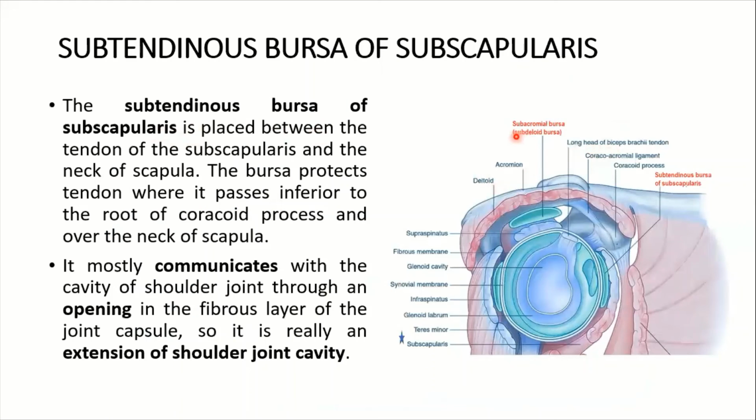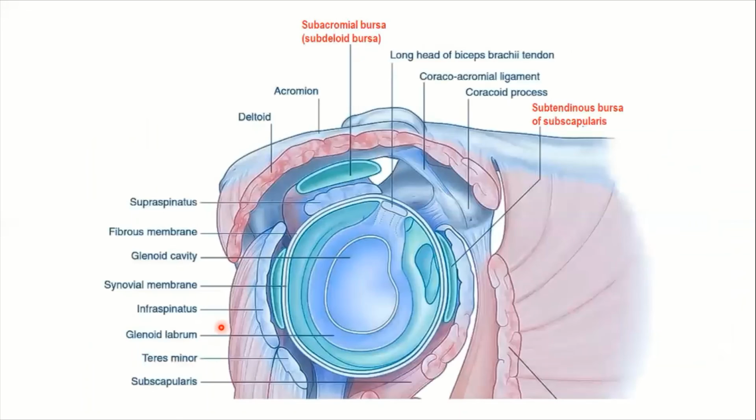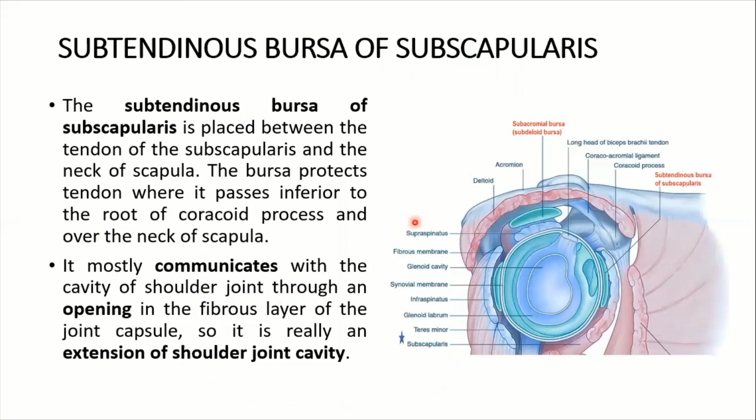And then this subtendinous bursa, a few words more, is placed between the tendon of the subscapularis and the neck of the scapula. The bursa protects the tendon where it passes inferior to the root of the coracoid process and over the neck of the scapula. I told you already, it mostly communicates with the cavity of the shoulder joint through an opening in the fibrous layer of the joint capsule. So it is really an extension of the shoulder joint cavity. You see again, this is the subtendinous bursa of the subscapularis, in communication with the joint cavity.